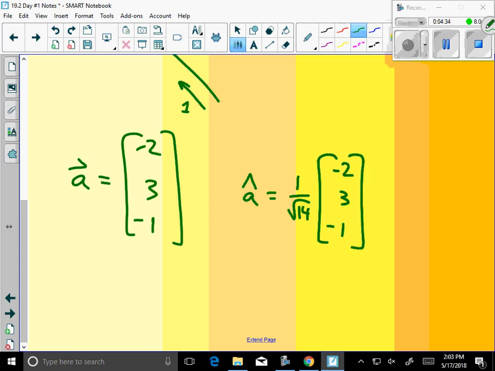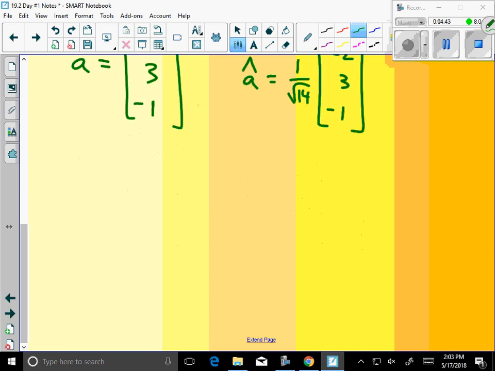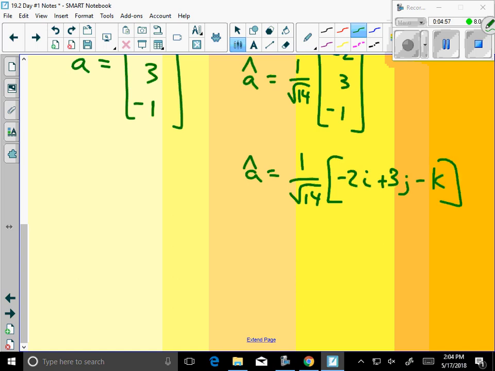Some of you might be like, well, I like IJK component form better. Sorry. Okay, you can do this too. Oh, that should be a hat, not a line. That should be a hat. You just do 1 over root 14 times the IJK components. Done. Unit vector, length 1 in the direction of said vector. Parallel, just shorter, right?